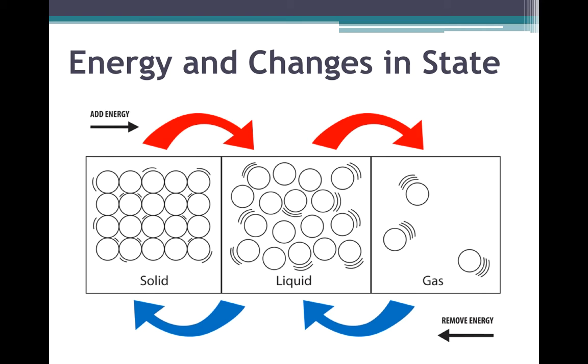This diagram shows how energy changes when moving from one state to the next. To move from a solid to a liquid to a gas, energy must be added. As a result, the particles move more and attractions between them are broken. To move in the opposite direction, from a gas to a liquid to a solid, energy has to be removed. The particles start to move less and attractions become stronger.